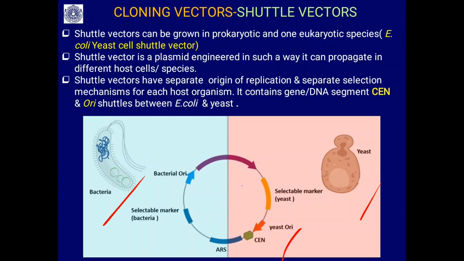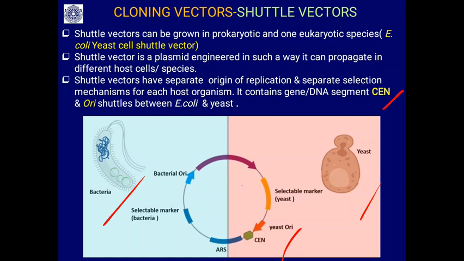Shuttle vectors have separate origin of replication and separate selection mechanism for each host organism. It contains a gene or DNA segment called CEN. CEN stands for centromere. The centromere is very important for eukaryotic multiplication. It is where eukaryotic chromosomes can separate, as you can see with the mitotic spindles. You have studied mitosis, so the centromere is very important for eukaryotic multiplication.